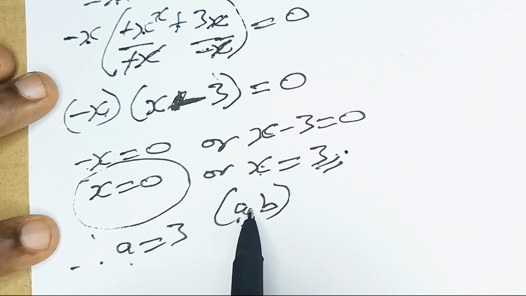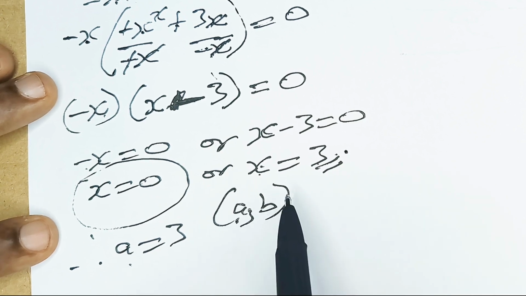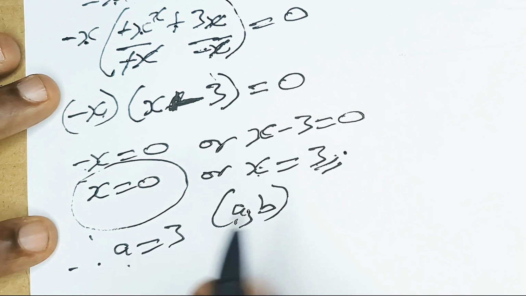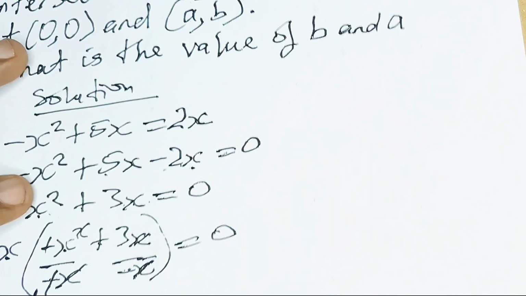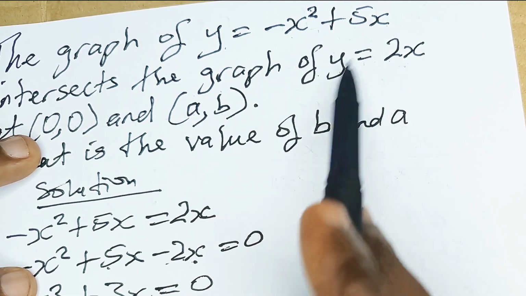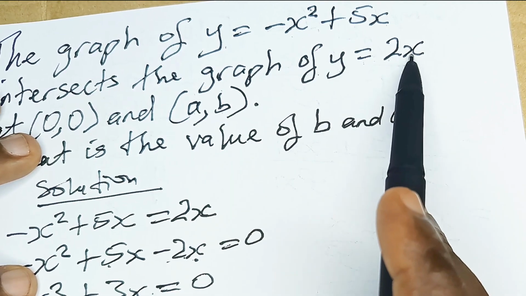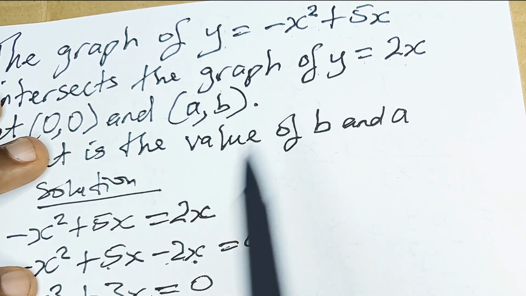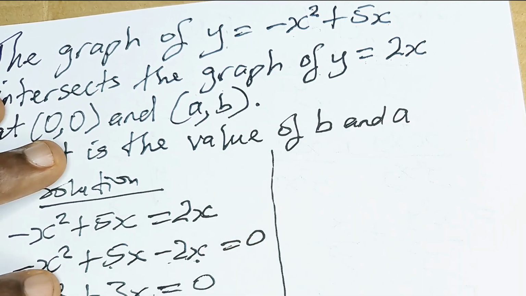So to get our b, we have to substitute into any of the equations. We have two equations, okay? So we have two equations. If you look at it, we have y is equal to minus x squared plus 5x. We also have y is equal to 2x. Since a is standing for x, b will stand for y. So any of these can go. So let's try the two.